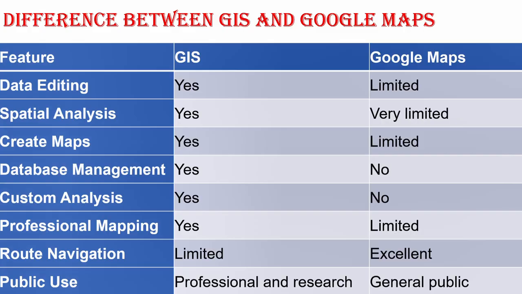The public use of GIS may be defined as professional and research. On the other hand, the Google Maps public use is generally for common people.